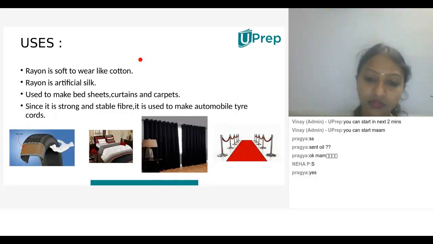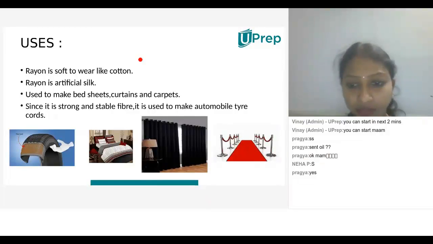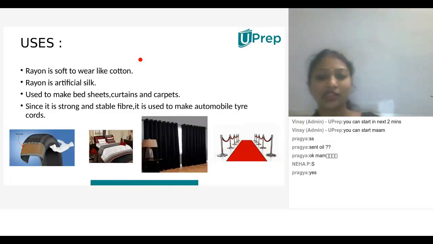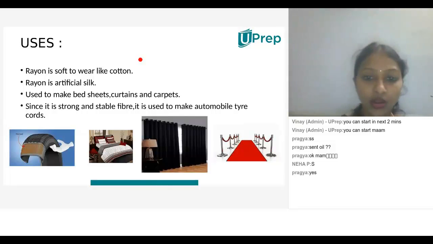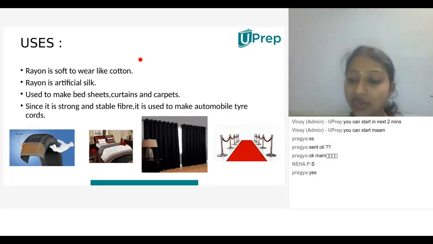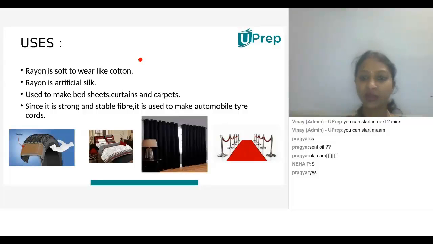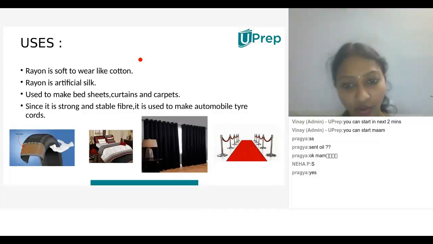Ma'am, could you please explain these points? Yes, sure. What I want is confirmation whether it is visible clearly or not. Okay, rayon is soft to wear like cotton. It is not completely a synthetic fiber, because one of the raw materials is from plants, that is cellulose. So we are very comfortable wearing rayon.